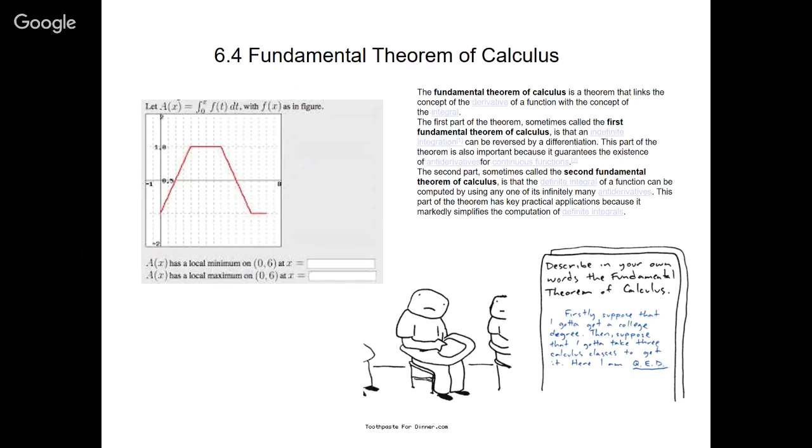lighten up the mood, and it says, describe in your own words the fundamental theorem of calculus, and this young man says, firstly, suppose that I got to get a college degree. Then suppose that I got to take three calculus classes to get it. Here I am, QED. So he's only learning about the fundamental theorem of calculus because he needs it for college.